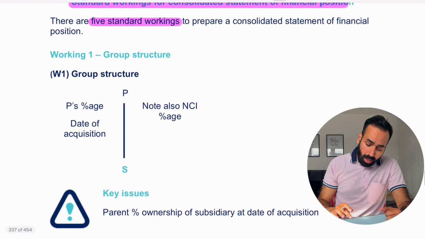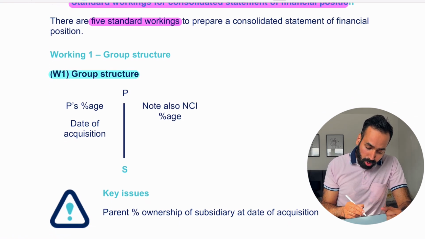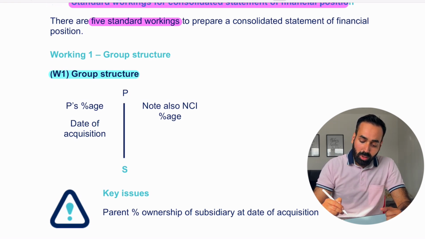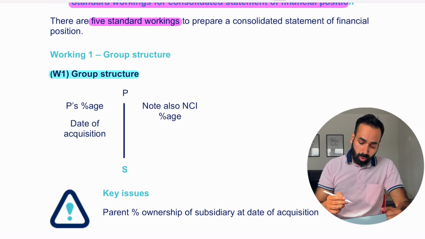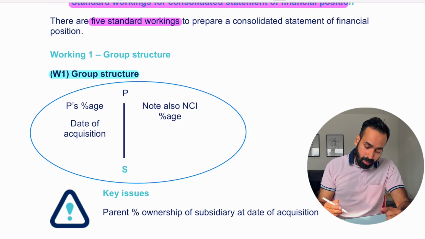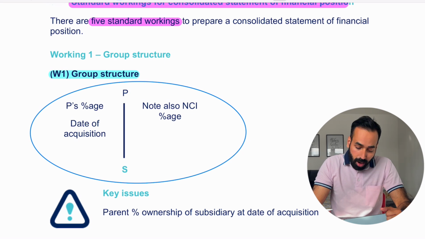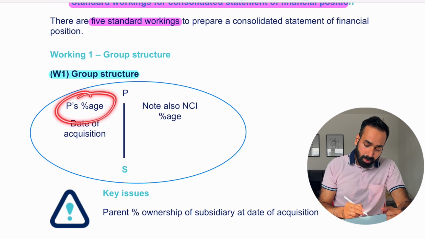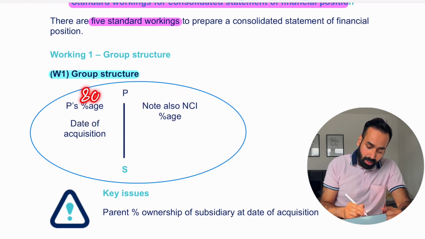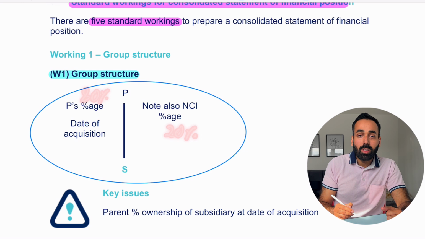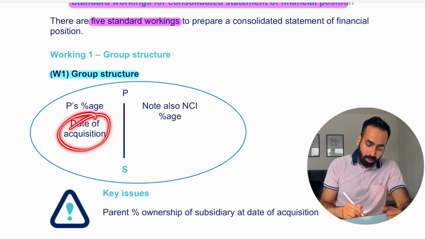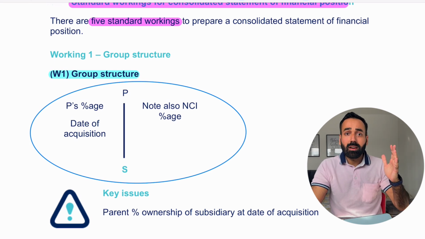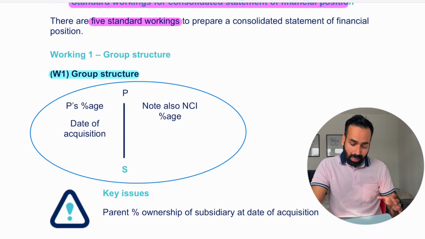So the very first working that you have is your group structure here. In your group structure there is nothing else, but we are just looking at what the group structure is and how we can note it down. You can see here parent, acquired subsidiary, and that basically forms a part of the group. Here the parent is acquiring the subsidiary, and P's percentage is written here and NCI. So let's say if it's 80% acquired, the remaining 20% will be coming up on this side. And then you can also mention the date of acquisition. That is the very first step for you to note it down so that you're very clear what is being recorded and how.